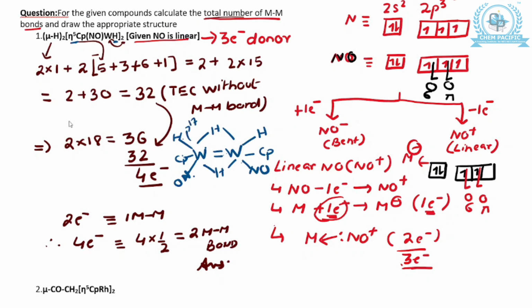Aur agar aap aisa karo to yahan pe ye ek electron donor hai. Ab basically what happens, I will explain you that in classical mechanics electrons were actually defined like this, ek electron ya do electron ya teen electron. But in modern or quantum mechanics, electrons are actually defined as electron cloud density. So basically these two bridged hydrogen are actually donating two electrons to the overall complex, and you can divide it by two and say that from these two bridged you are getting one electron. So it is obeying 18 electron.